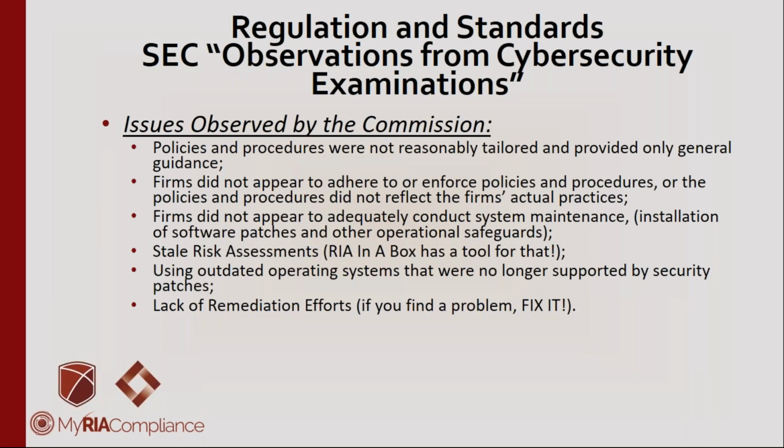So a couple of things I want to focus on here. One is the issues that the Commission observed and noted in their document, and then we'll talk a little bit too about what they consider a robust policies and procedures manual. As far as issues that they noted, not surprisingly, the top one on the list was policies and procedures were not reasonably tailored and provide only general guidance. And if you look at the document, they go into just a bit more detail on this.